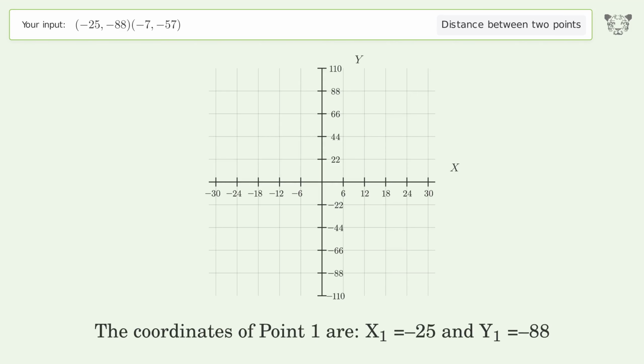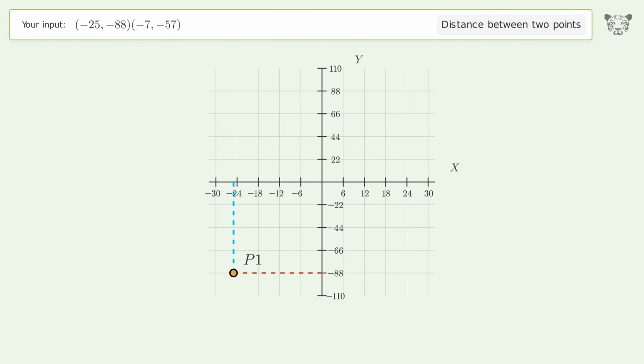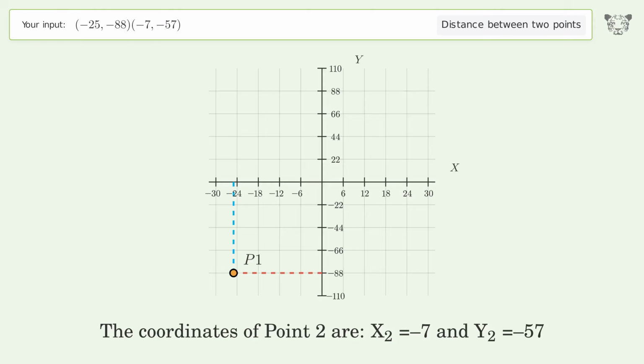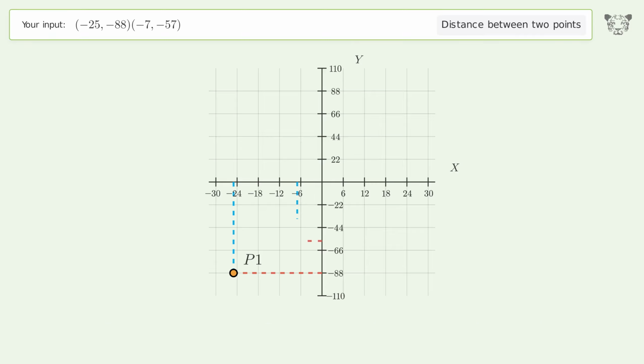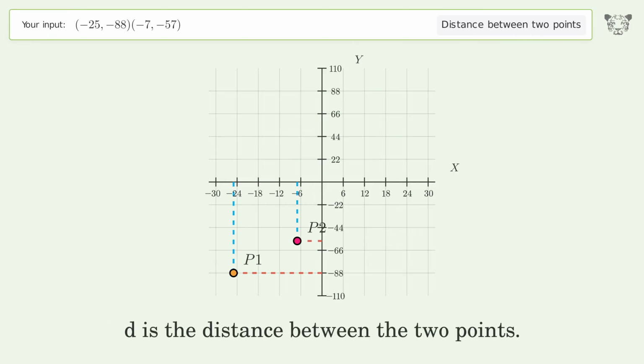The coordinates of point 1 are x1 equals -25 and y1 equals -88. The coordinates of point 2 are x2 equals -7 and y2 equals -57. D is the distance between the 2 points.